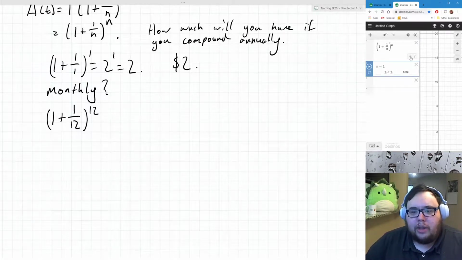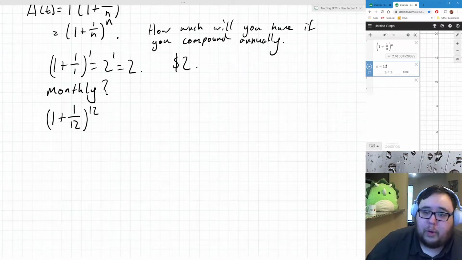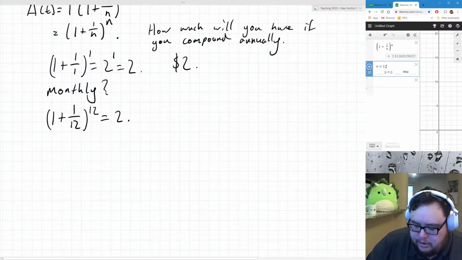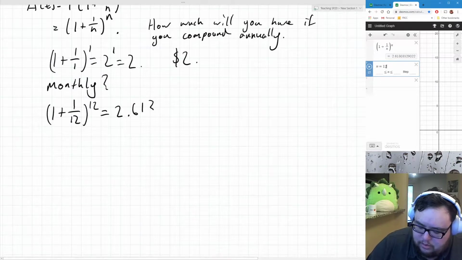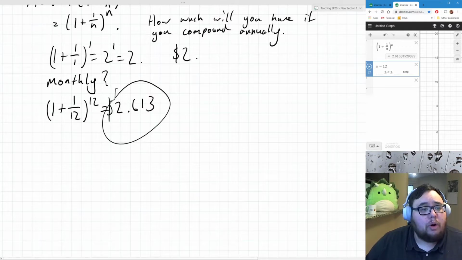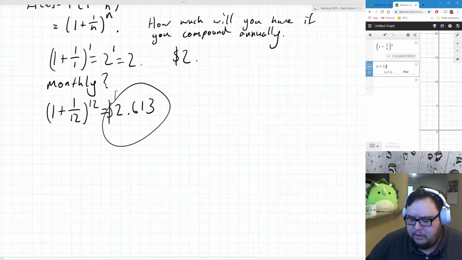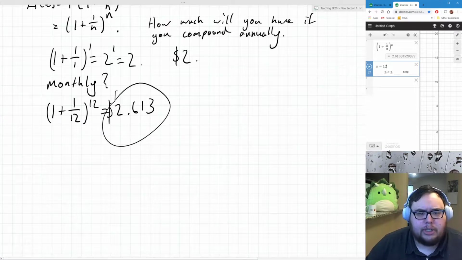So when n is 1, that ends up being 2. When n is 12, it's monthly. This ends up being 2.613. Which is more, right? We've definitely increased. How much have we increased by? Well, actually a pretty significant amount, right? We've gone from a $1 return to a $1.60 return, which is a pretty big increase. It's like a 60% increase on our return.